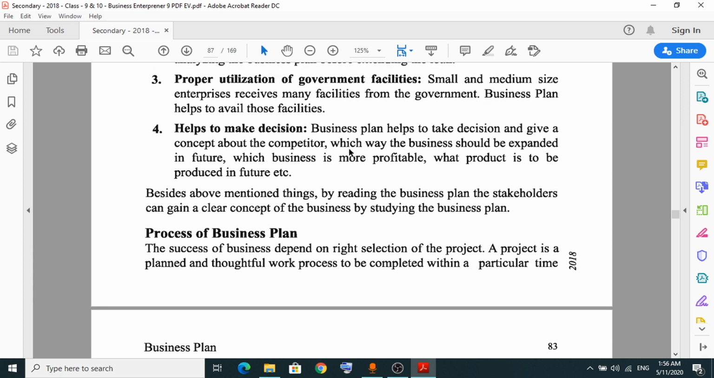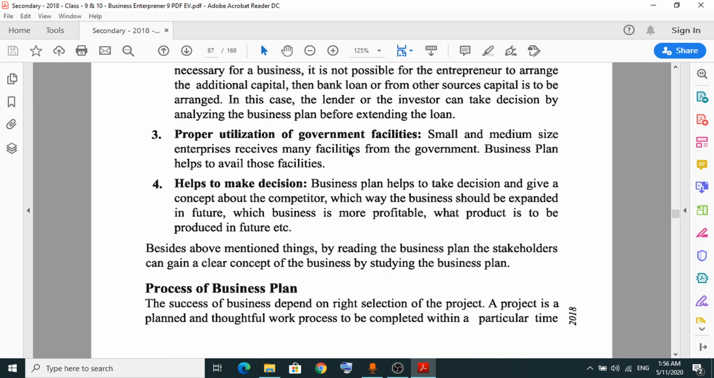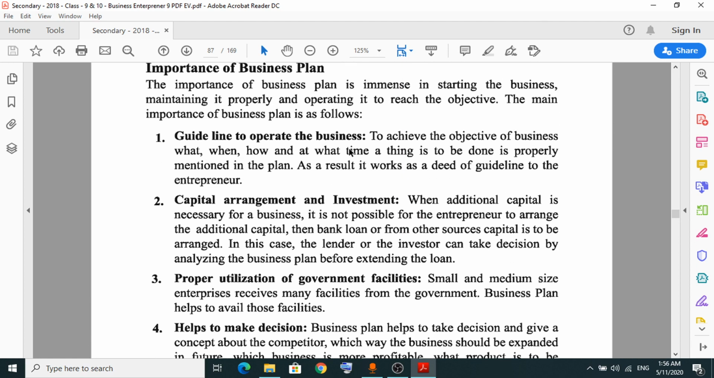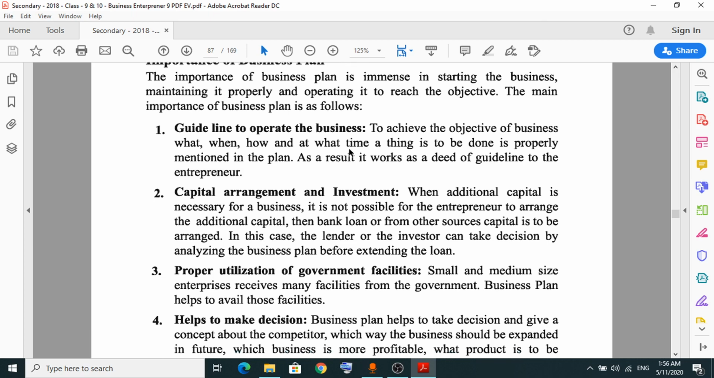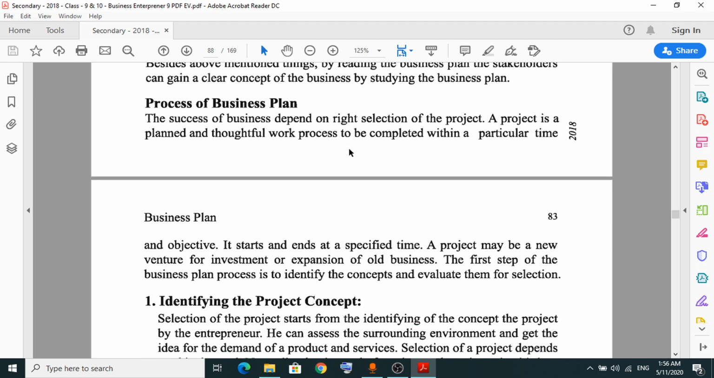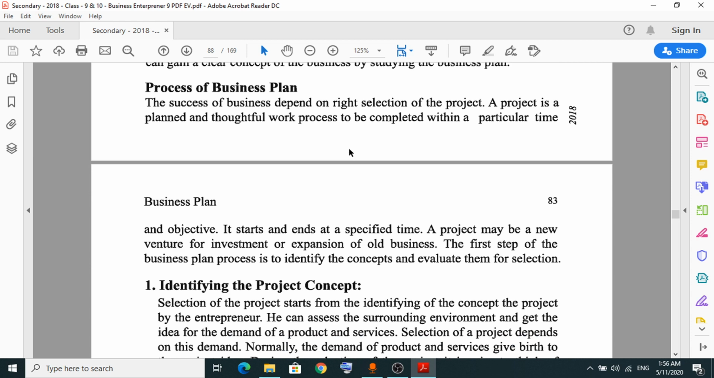So you can say that this is the main factor. That's why we can say that a business plan is very much important for any type of business. Okay. Now, the process of business plan.